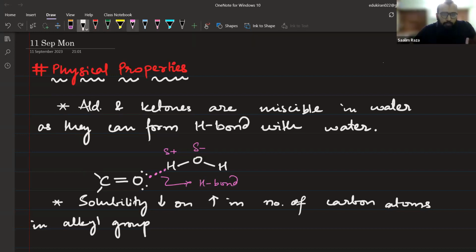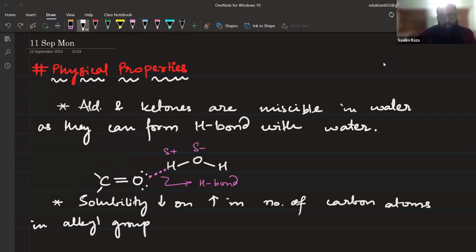Fine, please see. This is the portion which is responsible for the solubility of the carbonyl compounds, aldehydes and ketones. Only this portion, the oxygen which is there. The alkyl group is not doing anything for the solubility. So all the alkyl groups, these are hydrophobic. And that means these are not soluble in water. This portion is not soluble.